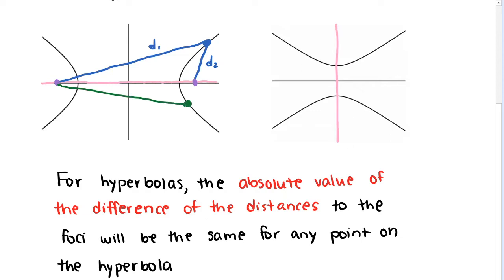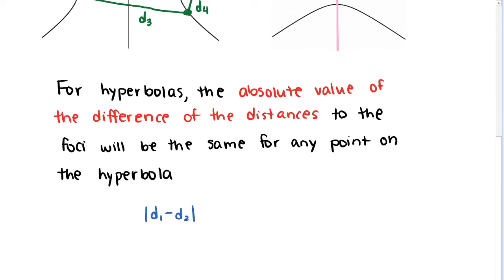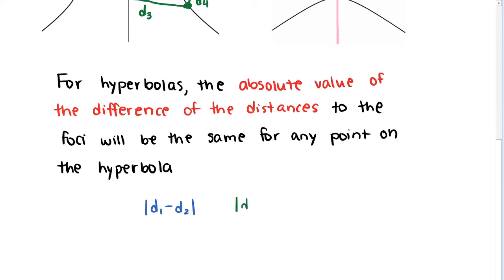So here's this different point. Here are the distances. I'll call them d3 and d4. We're going to get the same value if we take the absolute value of d3 minus d4. This is the case for any point we pick on our hyperbola. So that's what's special about these foci.